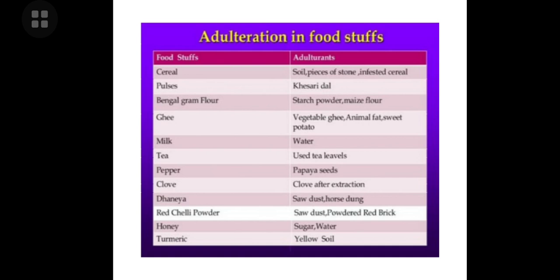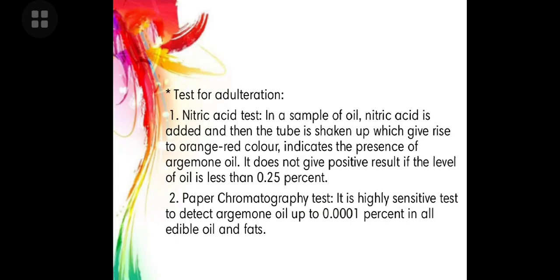Here are some adulterants and foodstuffs. Cereals are adulterated with soil and pieces of stone; pulses with kesari dal; Bengal gram flour with starch powder; ghee with vegetable ghee; milk with water; tea with used tea leaves; pepper with papaya seeds; clove after extraction; dhania with sawdust; red chili powder with sawdust; honey with sugar and water; turmeric with yellow soil.